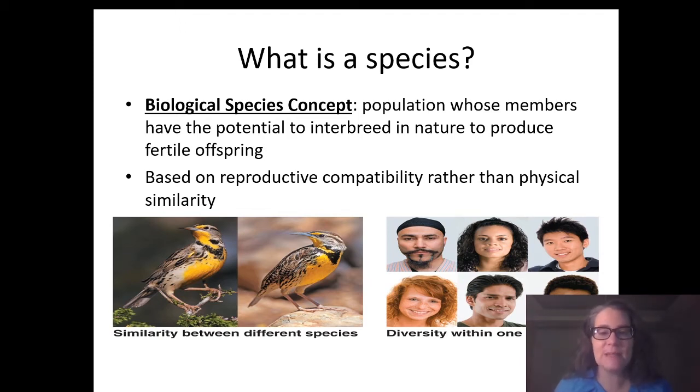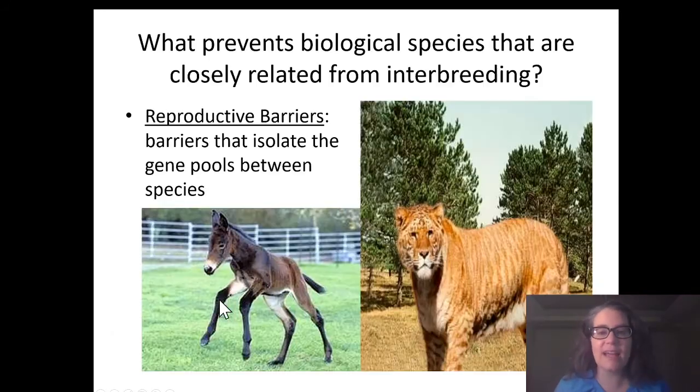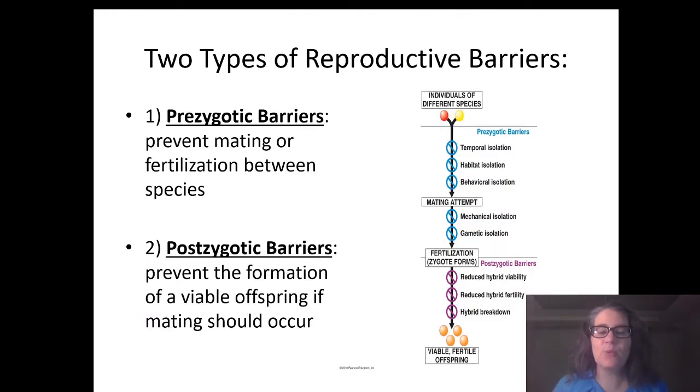Now, what keeps species like these meadowlarks from interbreeding accidentally, right? So what kinds of things do that? The kinds of things that keep species that are closely related from interbreeding, those things are called reproductive barriers. And these are barriers that isolate one population from another and keep them from breeding by accident. This keeps things like these hybrids from occurring in nature. And so usually these hybrids are typically forced by humans. So what are some examples of those reproductive barriers that we see in nature?